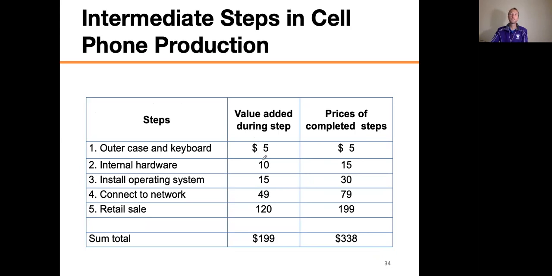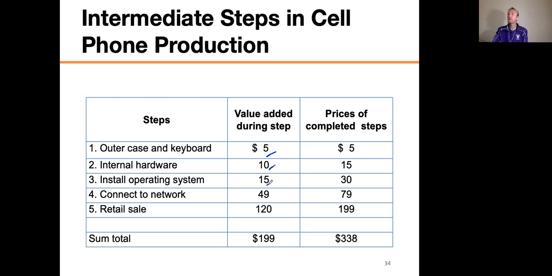If you break it down for a cell phone particularly, you'll see that there's a lot of intermediate steps. This is actually a pretty accurate description for a non-super expensive cell phone, right? The outer case and keyboard costs $5, and we'll call that the value added during the step. So step one is assemble the outer case and keyboard, and that costs about $5. That's about $5 of product that somebody's producing. And then we put in the internal hardware, like the screen and the camera and all that. That costs another $10. You're like, wow, that's not that much.